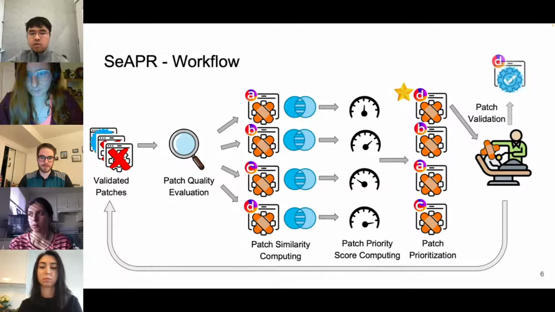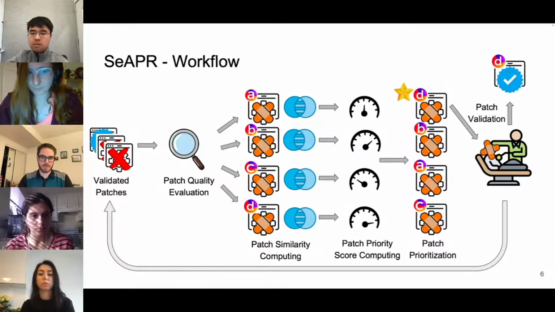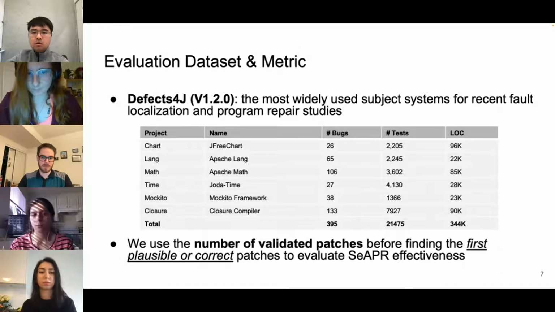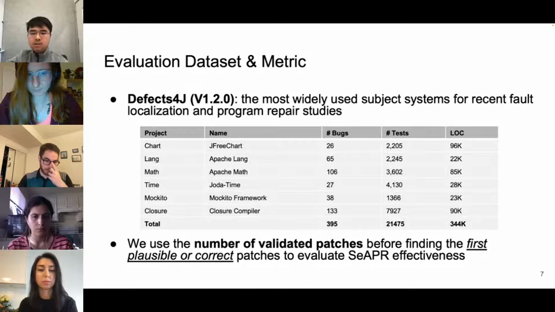If a patch is plausible, ICAPR will share it with developers for manual review. Please note that our technique supports cold start, and in such case, the first patch can be selected according to the default order. In our work, we use Defects4J to evaluate ICAPR, and Defects4J includes around 400 real bugs and 20,000 test cases. This is the most widely used subject system for recent fault localization and program repair studies.